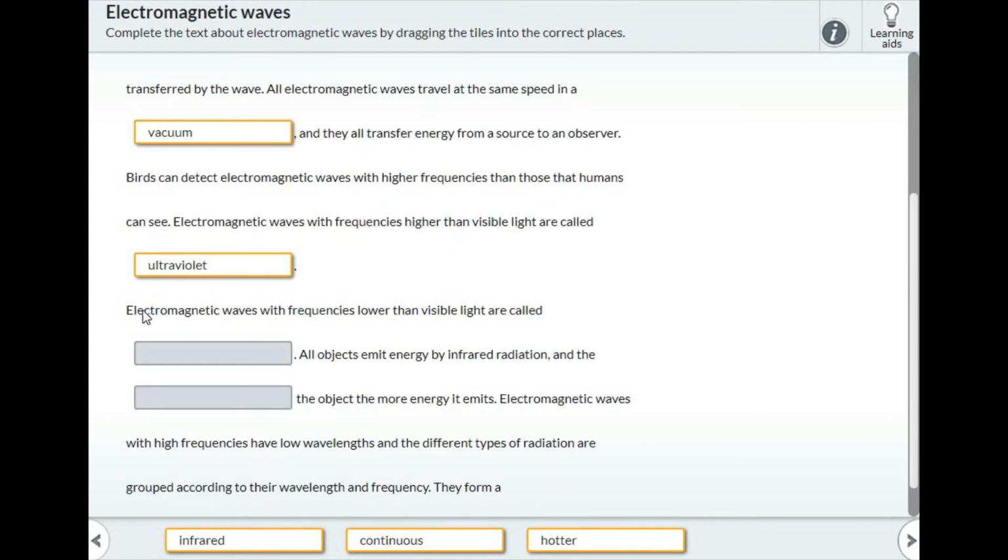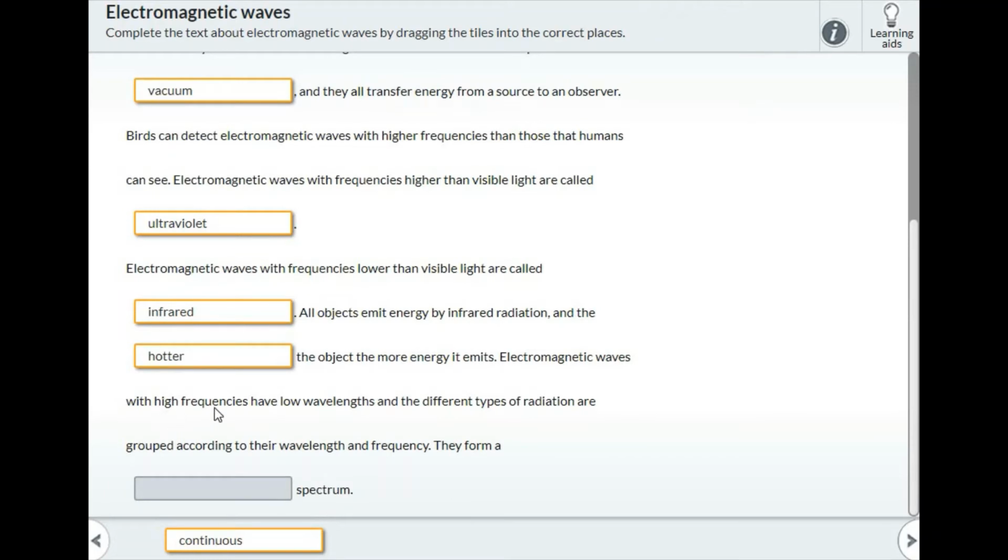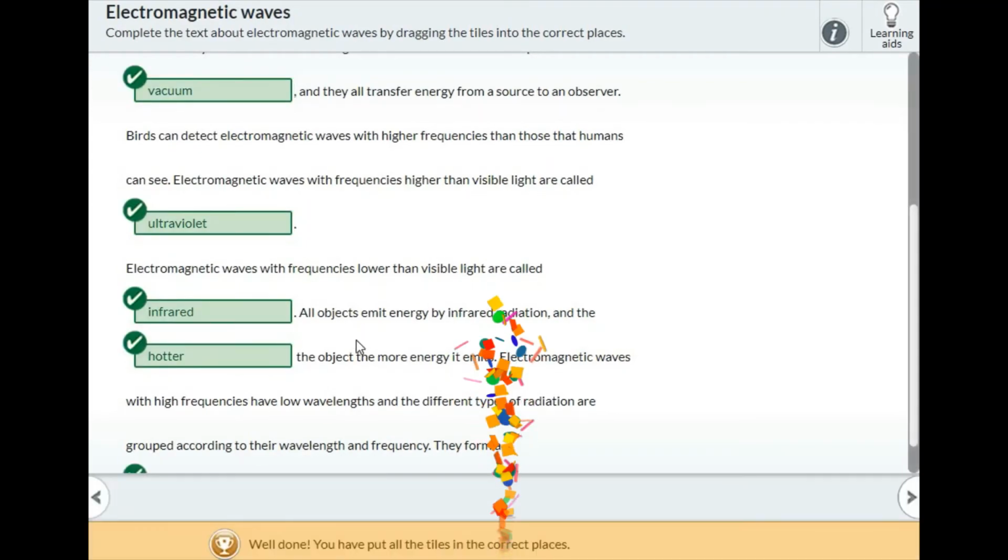And then electromagnetic waves with frequencies lower than visible light, so that's the infrareds just below the red part of the spectrum. All objects emit energy by infrared radiation, and the hotter the object, the more energy it emits. So the hotter the object, the more infrared it emits. And then finally, I'm guessing electromagnetic waves with high frequencies have low wavelengths, and the different types of radiation are grouped according to the wavelength and frequency. They form a continuous spectrum. Okay.